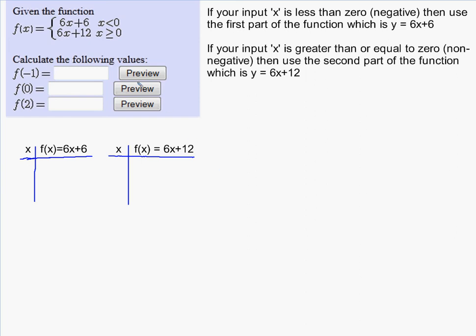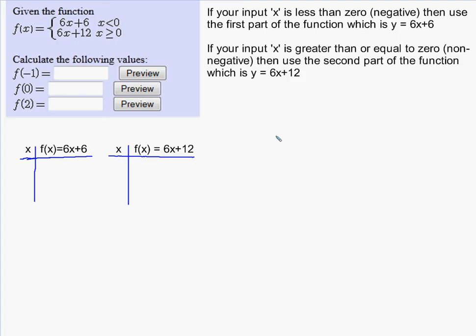In this problem, we're given what's called a piecewise defined function. It's called piecewise because each function is defined in pieces. In particular, this example has two pieces. We have the top piece and the bottom piece. And it turns out that for every input, you're only going to get one output. So these are valid functions.